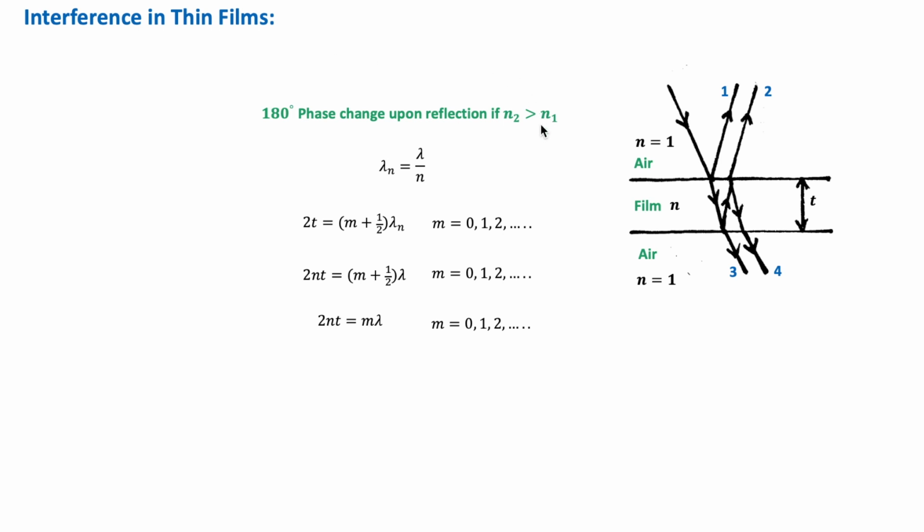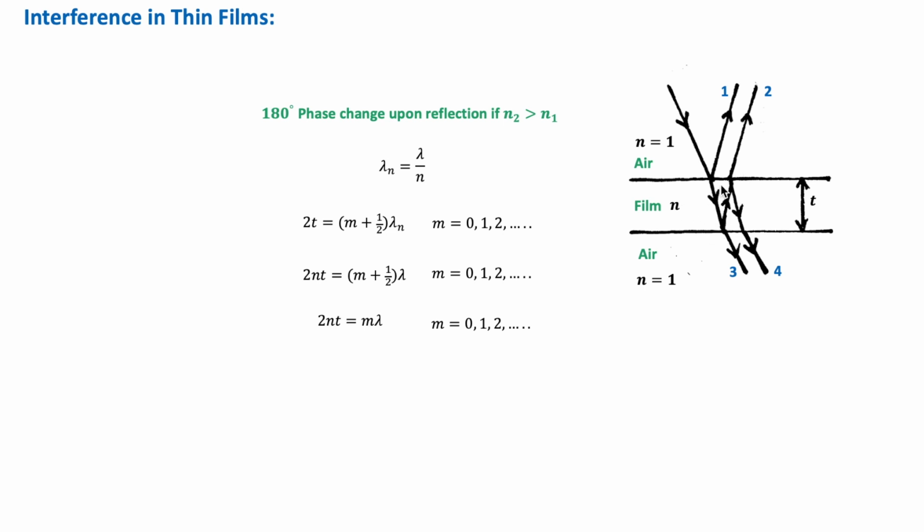According to this point here, ray 1, which is reflected from the upper surface, undergoes a phase change of 180 degrees relative to the incident wave. For ray 2, because it is reflected from the lower surface, there is no phase change with respect to the incident wave. So ray 1 is 180 degrees out of phase with respect to ray 2, and this is equivalent to a path difference of lambda n over 2. But there is also an additional phase difference between ray 1 and 2 that comes from the extra distance that ray 2 travels, which is approximately equal to 2t.